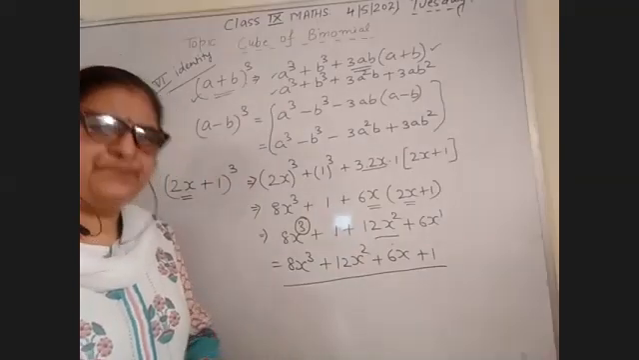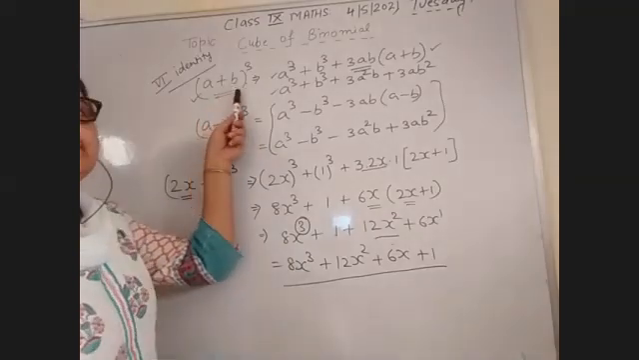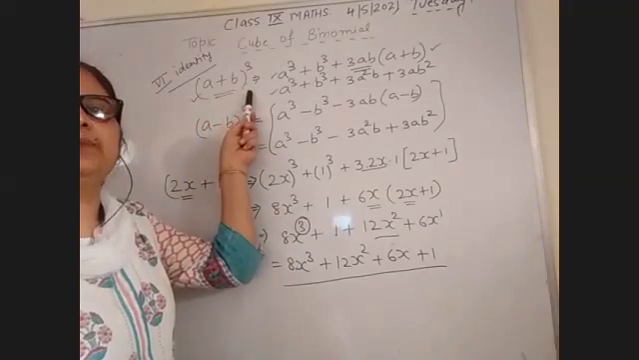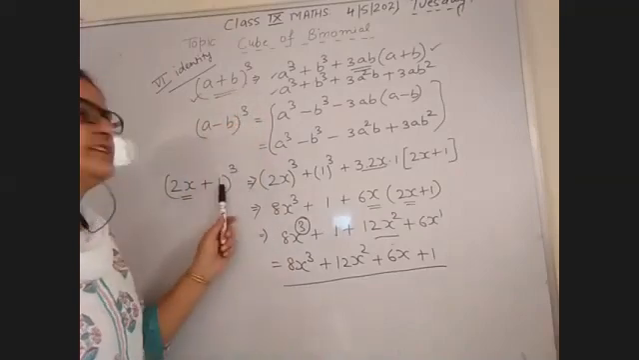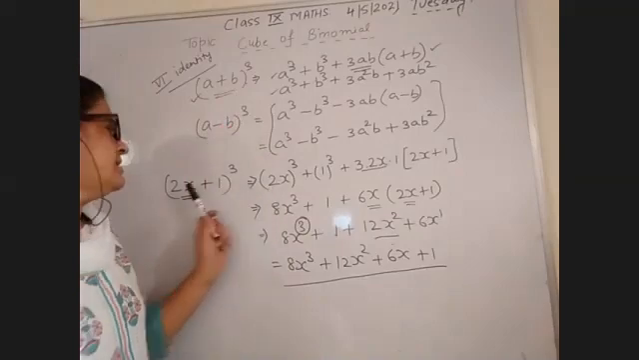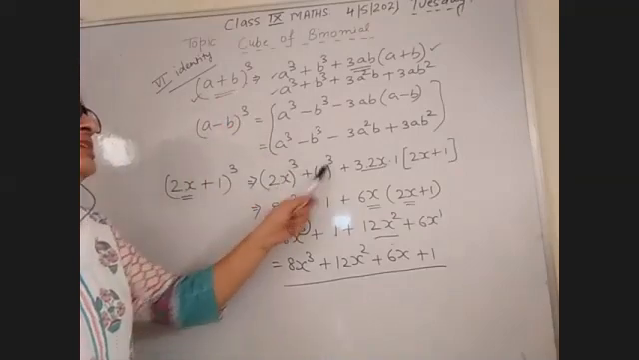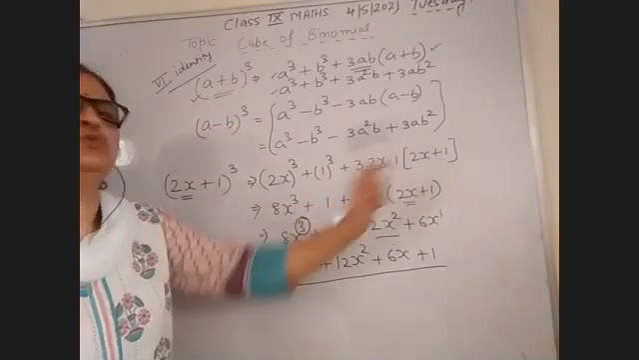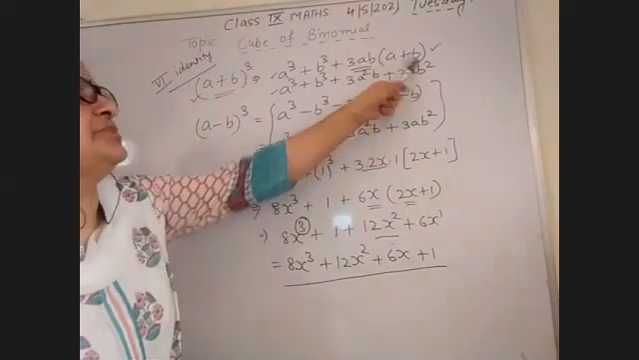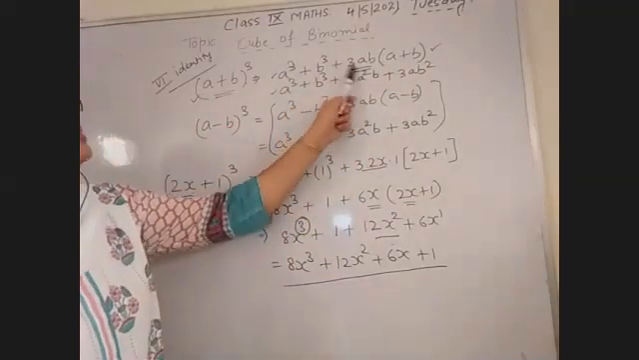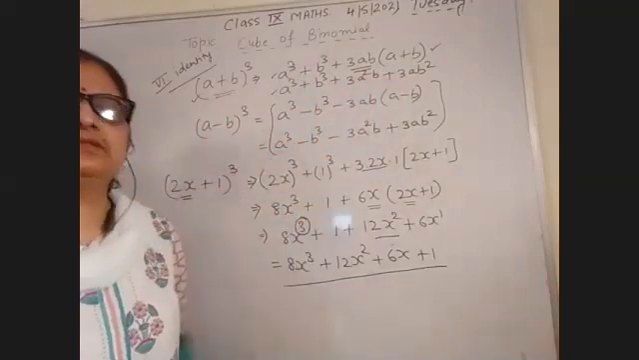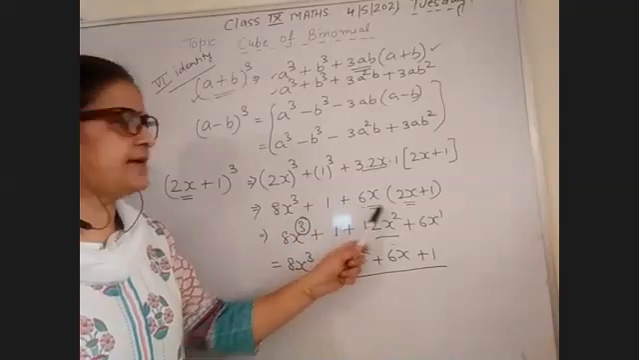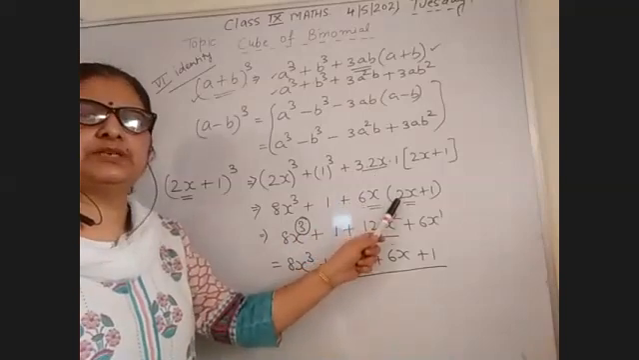I will explain again. Your first identity is the cube of a binomial term. Today our topic is how we cube the binomial term when two terms are given in the question. Then we will take first a cube plus b cube plus 3 into a into b in bracket, a plus b, here 2x plus 1. When you multiply 3 into 2x, it is equal to 6x, and in the bracket it is 2x plus 1.